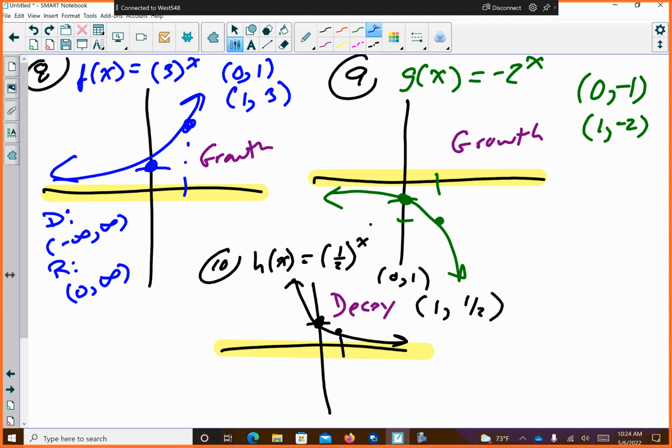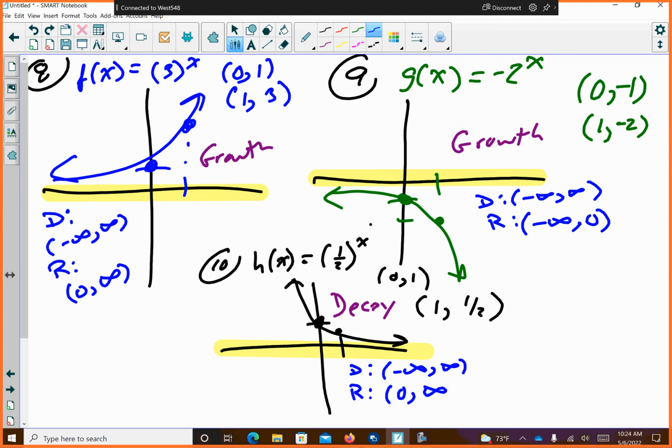Okay, and then I also have to do the domain on this. Number 9 is negative to positive infinity. My range comes from negative infinity and goes to 0. My domain on this one, negative to positive infinity. My range goes from 0 to infinity because as you progress up. Okay? Any questions on those?